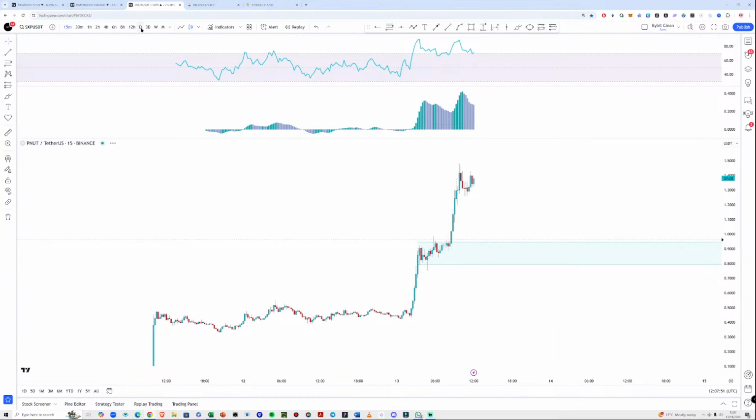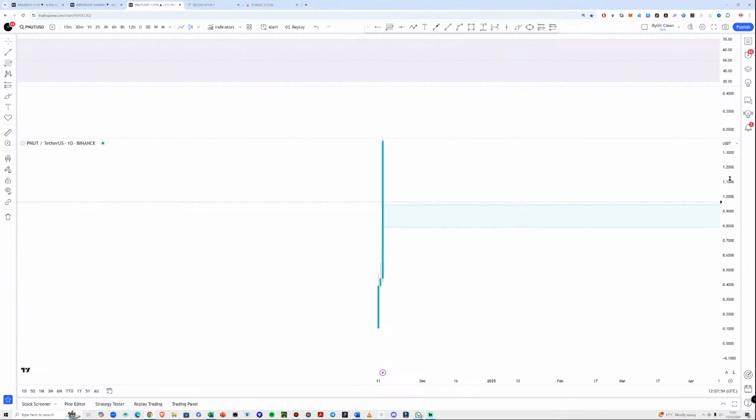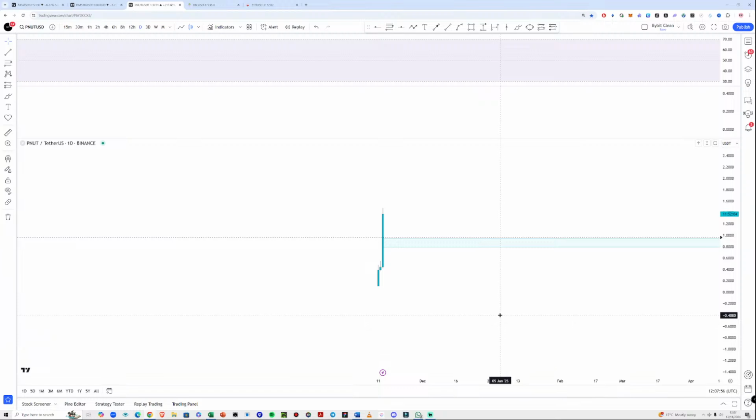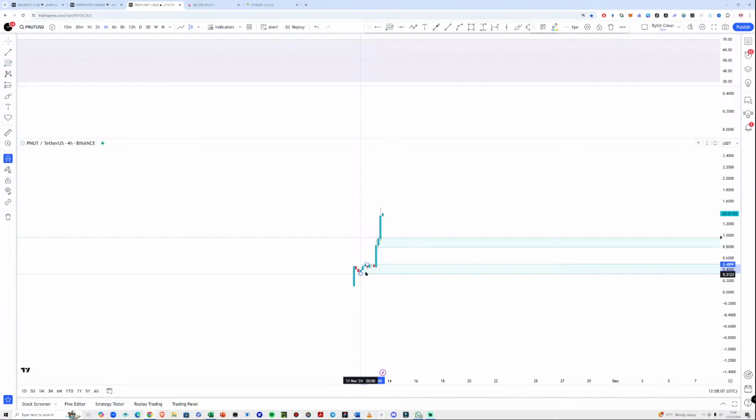So essentially, I'm scanning primarily on the daily, but obviously for these fresh launches, we're going to have to dial down. So we look at the 4 hour, and we can see that even on the 4 hour, we've got a nice demand zone here.